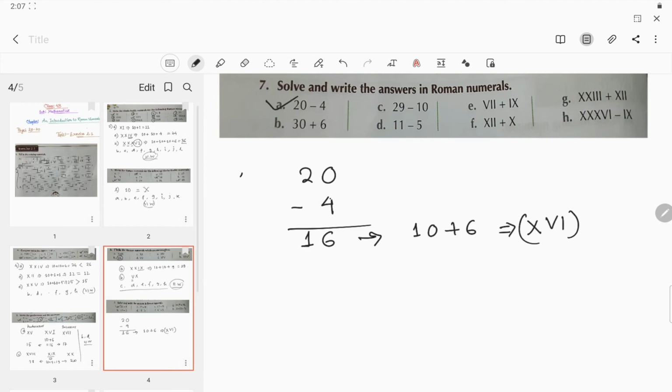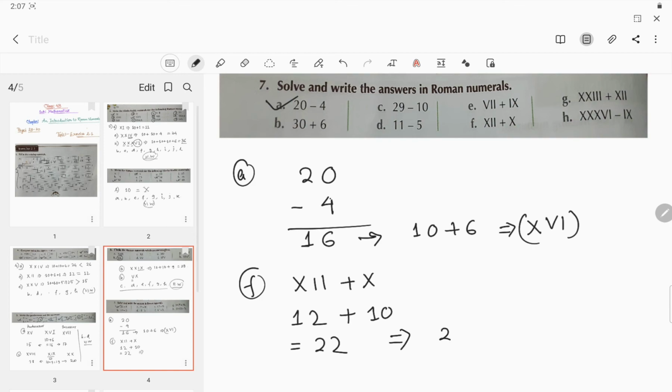Similarly, I am solving question number F, that is XII plus X. XII means 12 plus 10. That means the sum will be 22, right? So 22 means 20 plus 2, that means 10 plus 10 plus 2, that means X, X, 2 means I and I. Since 2 is added, two I's will be added on the right side of XX.